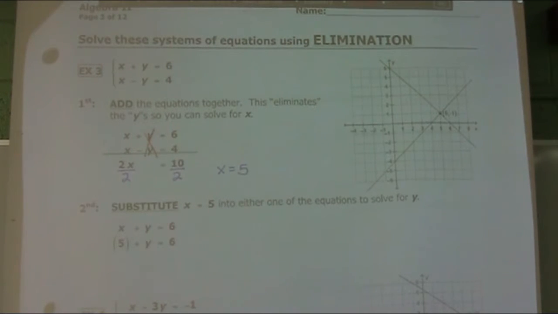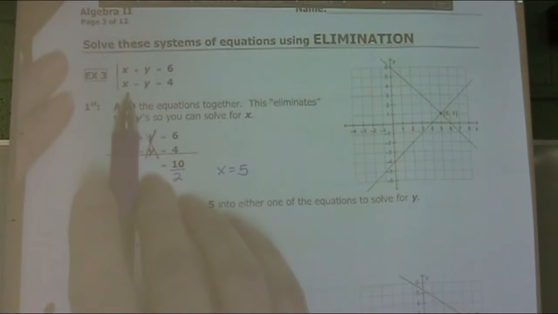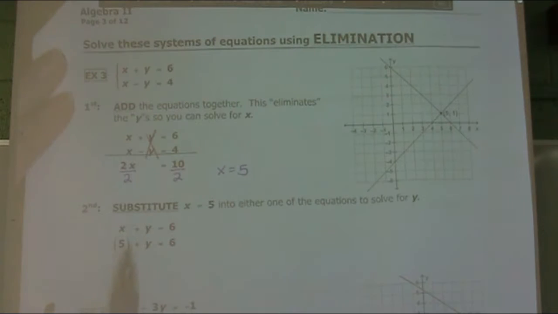So I'm going back to our old friend substitution. I'm going to take either one of my two equations, so I have the first one here, and I'm going to substitute x equals 5 into that equation. So instead of x plus y equals 6, I have 5 plus y equals 6. And now I'm going to solve for y.